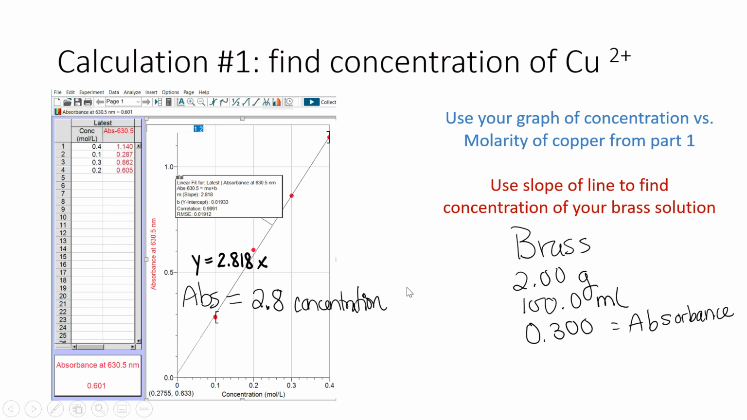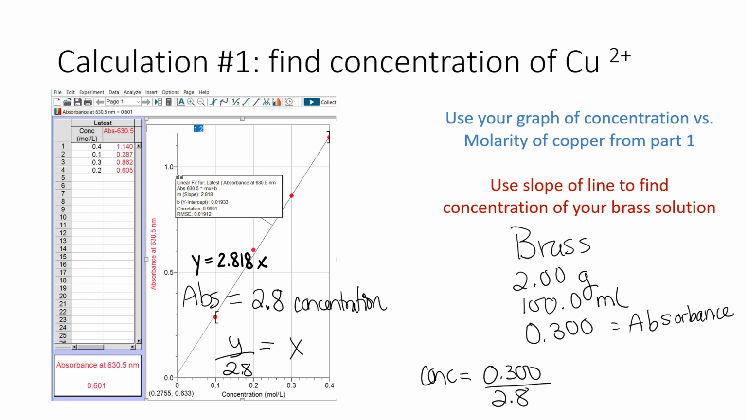because we know here the relationship between absorbance and concentration. So to solve for concentration, we're going to rearrange this and solve for x, which is our concentration. We're going to say x is y divided by 2.8. So our concentration is going to be our absorbance, which is 0.3, divided by our slope.